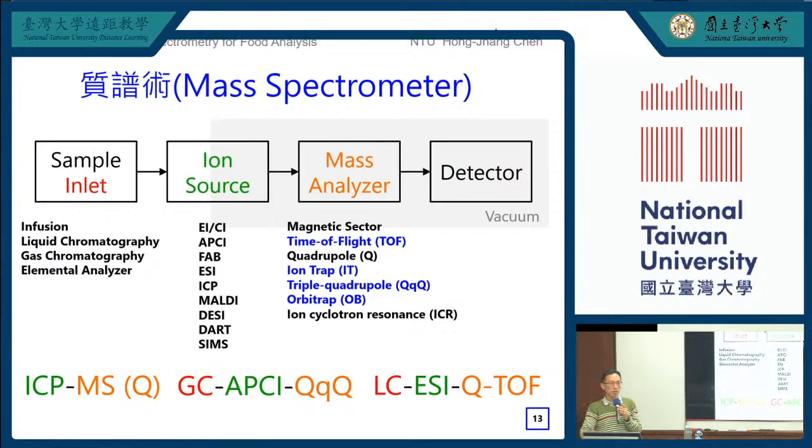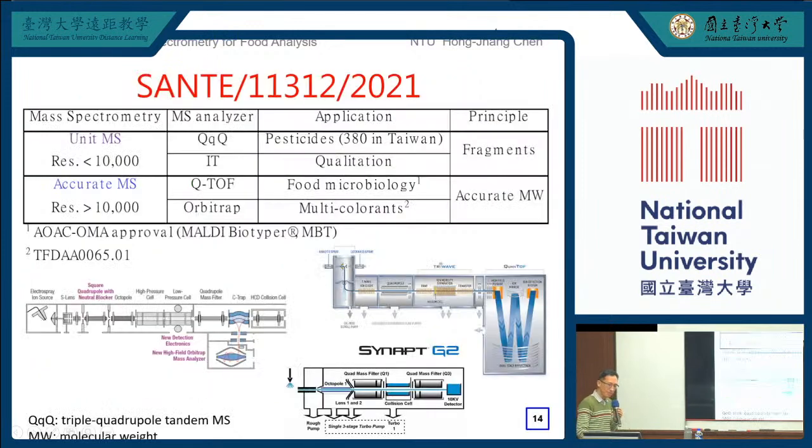For heavy metal detection, you may use ICP-MS. ICP-MS uses ICP as the ionization way, and uses a quadrupole as the mass analyzer. So ICP-MS uses a single quad. Okay, I spent a lot of time on this complicated technique.